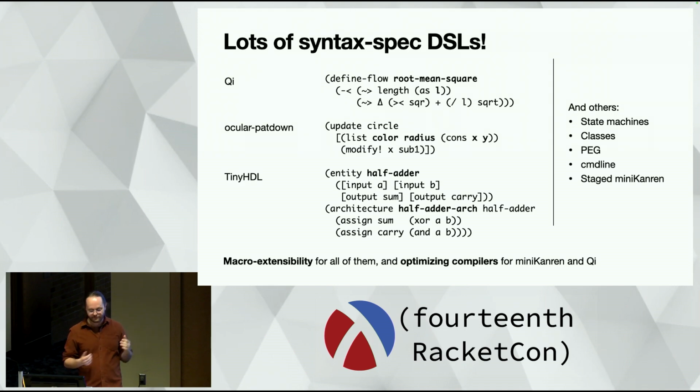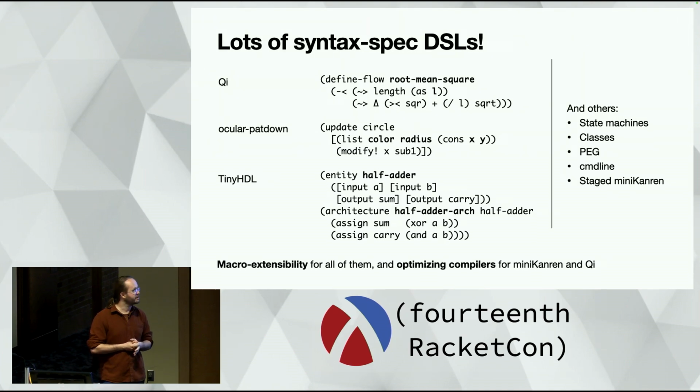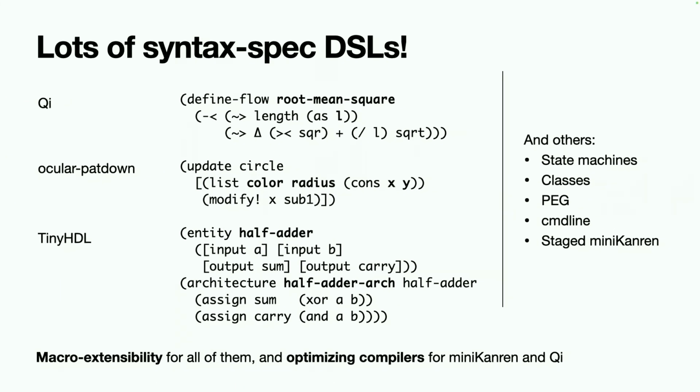So we've built lots of DSLs in syntax spec. In addition to the miniKanren implementation, there's another one. Chi also has an optimizing compiler now, thanks to syntax spec, that does some deforestation. And we've built just a bunch of other DSLs that are all rather easier to build thanks to the syntax spec language.